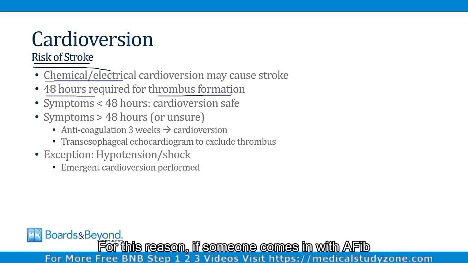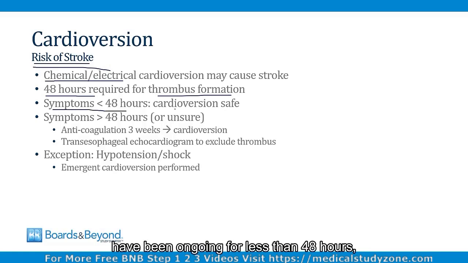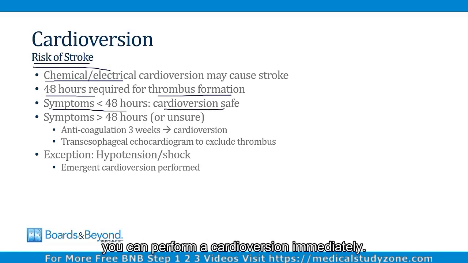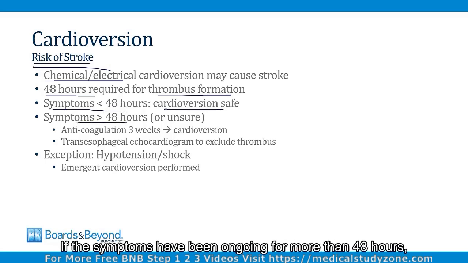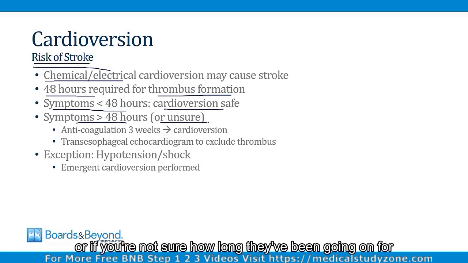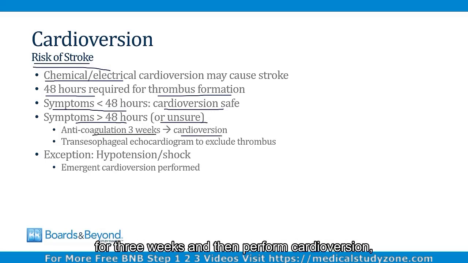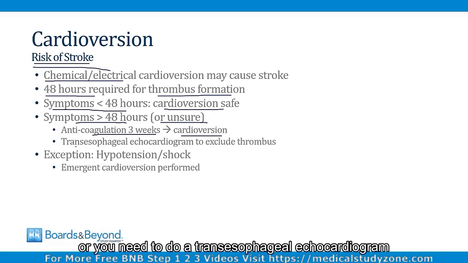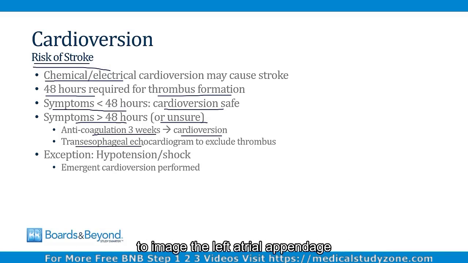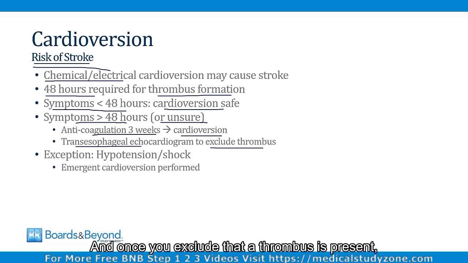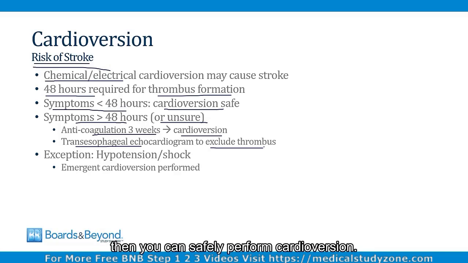For this reason, if someone comes in with AFib and you're sure that the symptoms and the AFib have been ongoing for less than 48 hours, you can perform a cardioversion immediately. If the symptoms have been ongoing for more than 48 hours, or if you're not sure how long they've been going on for, then you can't cardiovert immediately. You either need to administer anticoagulation for 3 weeks and then perform cardioversion, or you need to do a transesophageal echocardiogram to image the left atrial appendage, just like I showed you earlier, and once you exclude that a thrombus is present, then you can safely perform cardioversion.